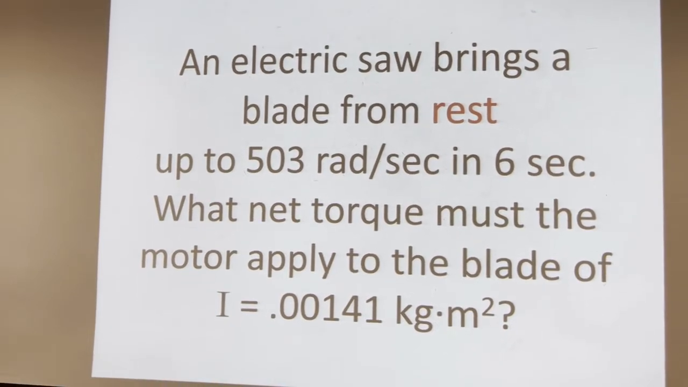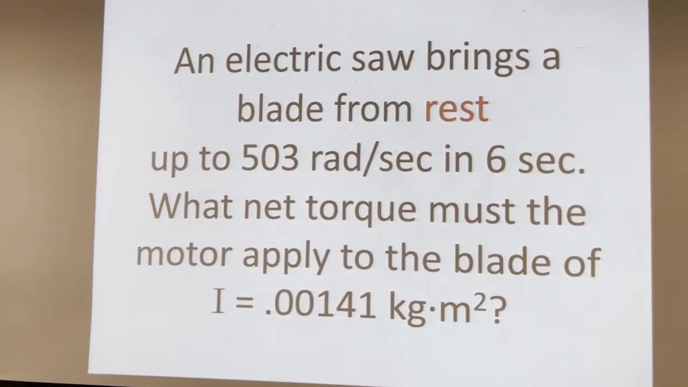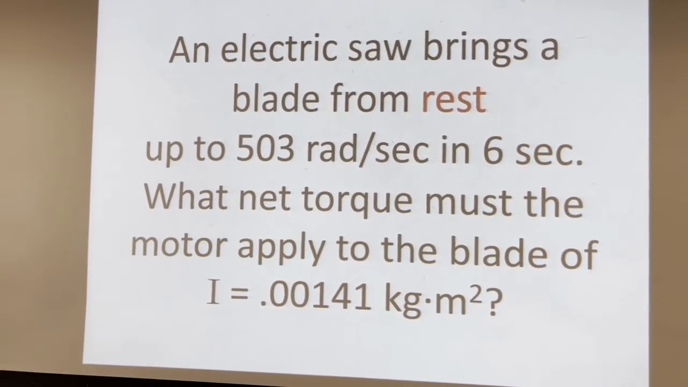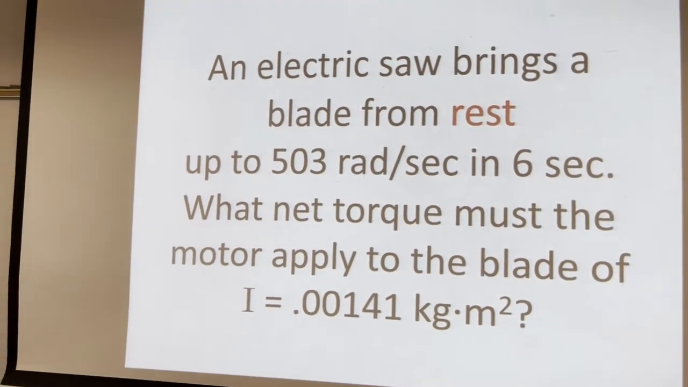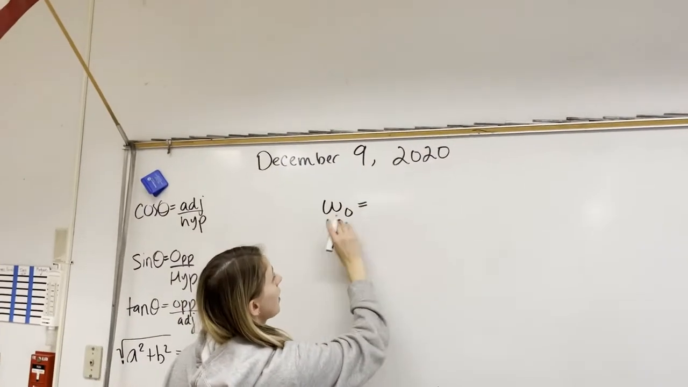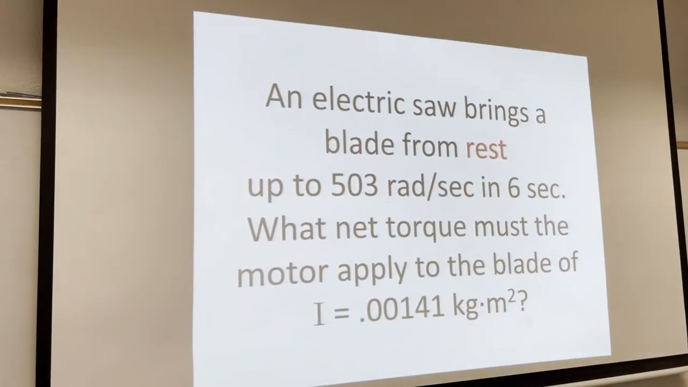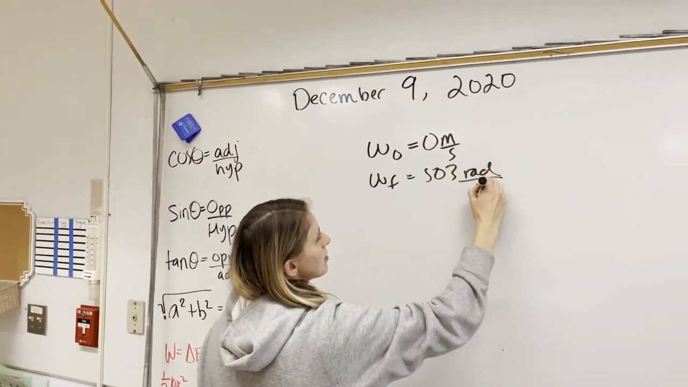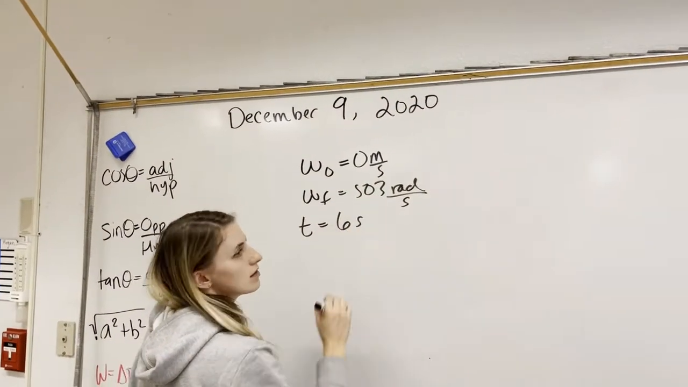An electric saw brings a blade from rest up to 503 radians per second in 6 seconds. What net torque must the motor apply to the blade if the moment of inertia is 0.00141 kilograms meters squared? Okay, so from rest, what does that mean? We're talking about angular here, so our initial angular velocity is going to be 0 radians per second. And 503 radians per second is my final angular velocity, and 6 seconds is time. Time equals 6 seconds.